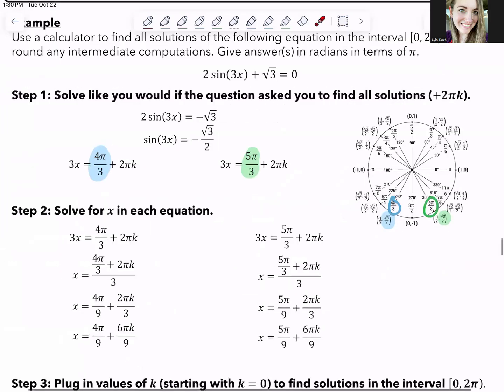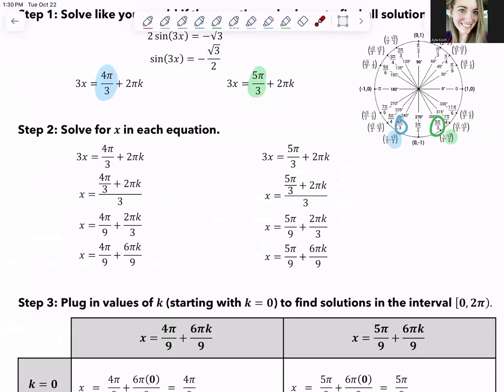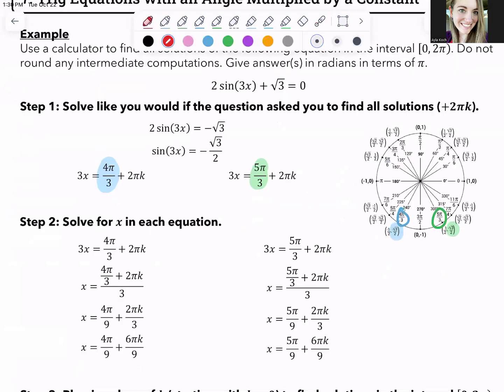So you set it up as if this were anything, as if this were a theta. If this were a theta, you would say theta equals 4 pi over 3, theta equals 5 pi over 3. You just put whatever's in there here. So 3x is 3x, 3x.